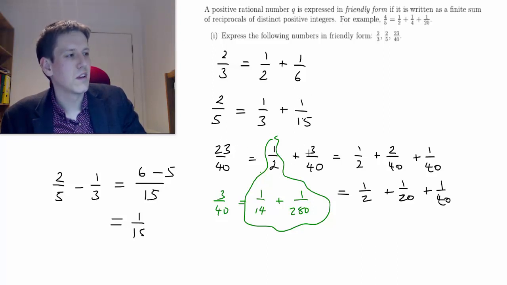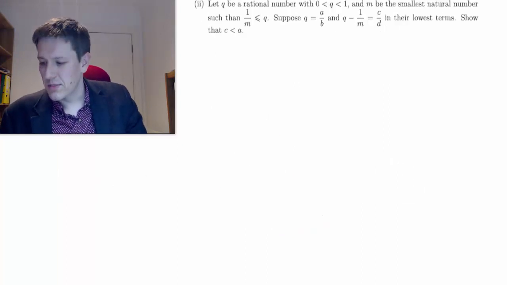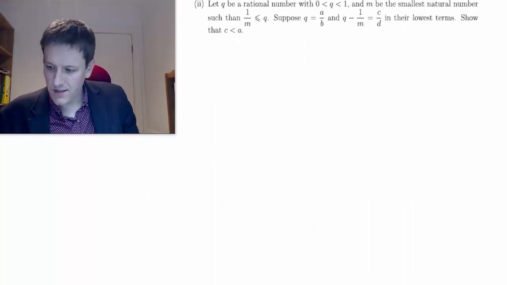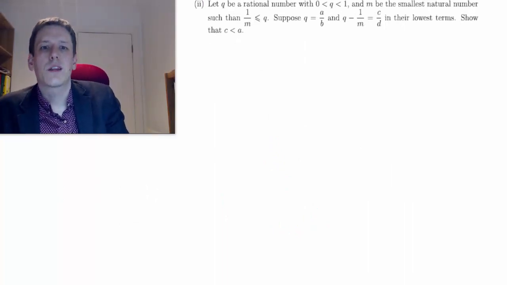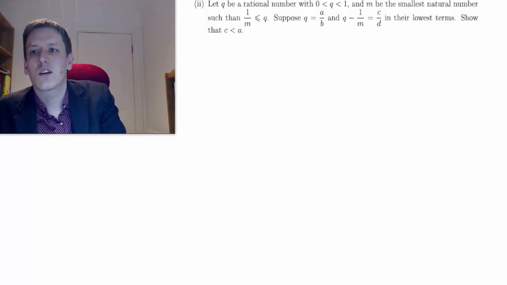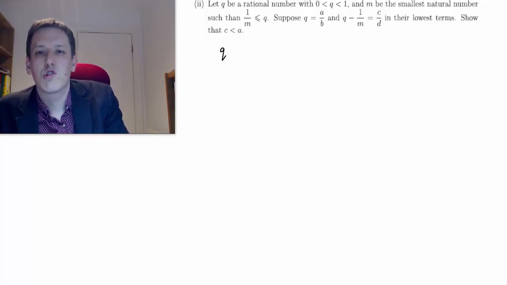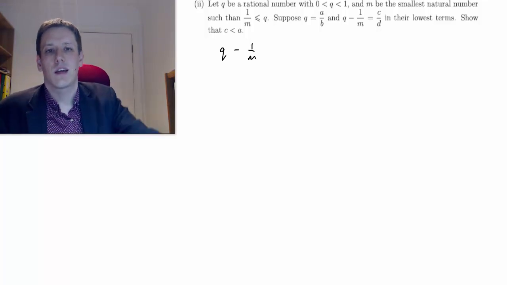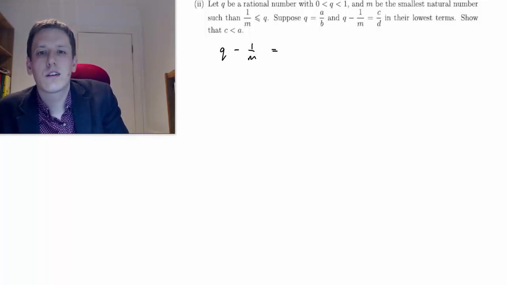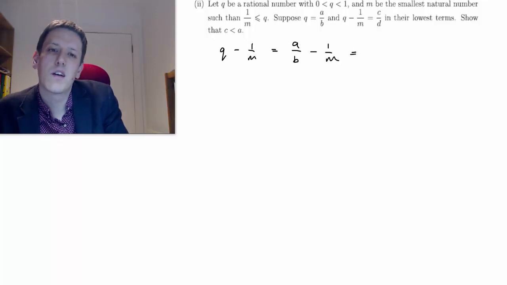Similarly here, 23 became 3, and if I follow this procedure as I did in the green ones here, then it becomes 1. So I get this decreasing sequence of numerators, and that will turn out to be very useful. But one step at a time, so let's follow the instructions that we've been given. So I need to investigate this thing, I think, q minus 1 over m, and q, of course, I can write as a over b, so that's a over b minus 1 over m, and I could combine this into a single fraction now.